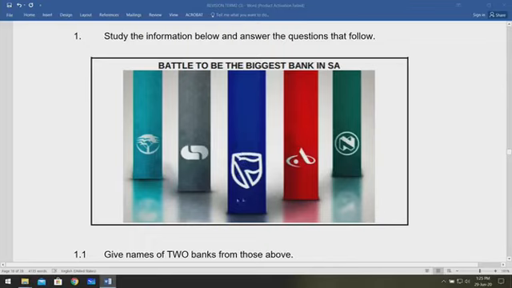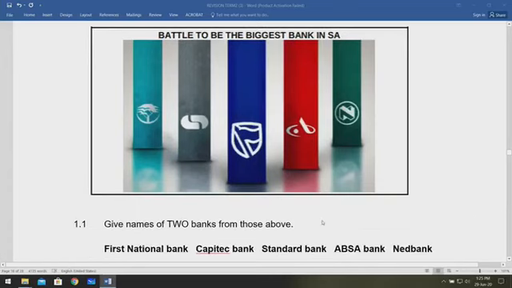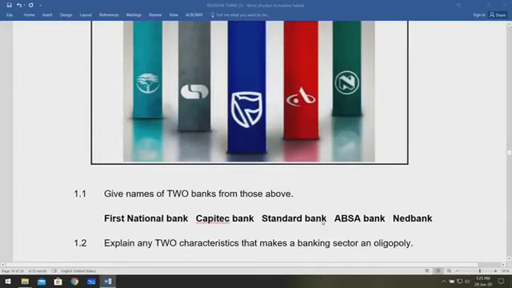Standard Bank, we should all know, they support our cricket team, ABSA, our rugby, and then we also have Nedbank, and that one there is Capitec and FNB. So they want you to give 2 of the 5 being represented here, so you could give any 2 of the 5 would be accepted.